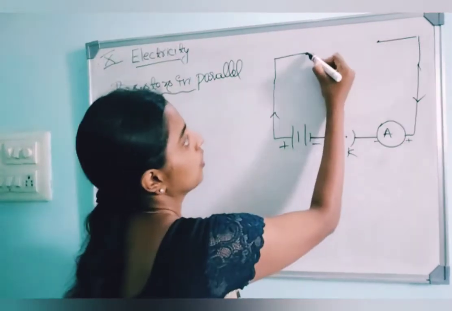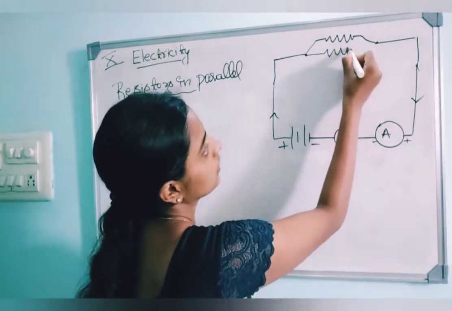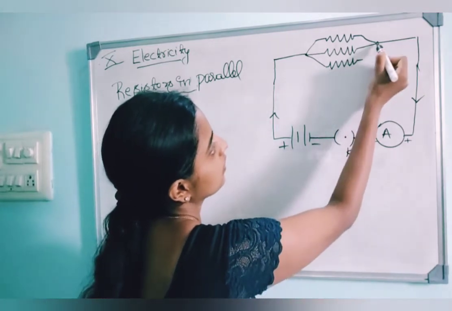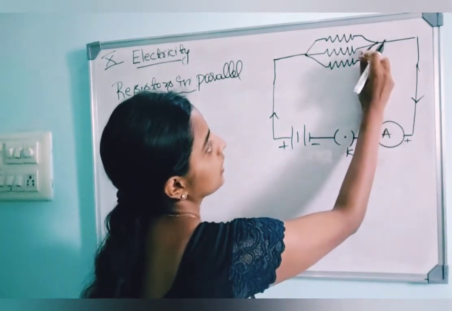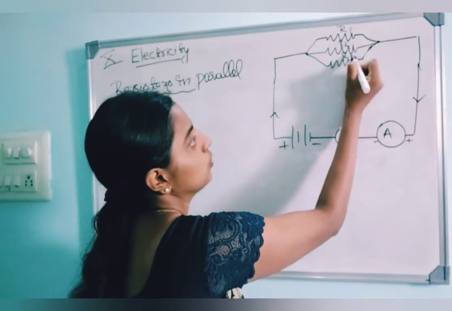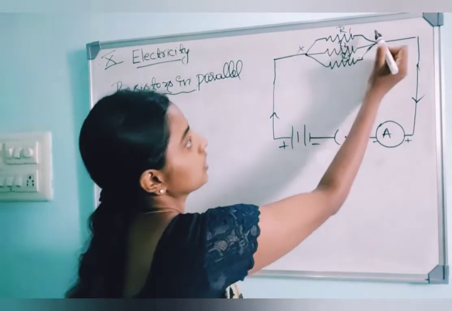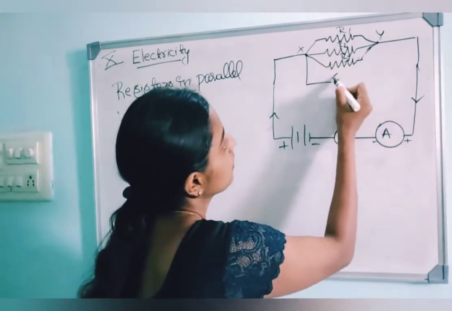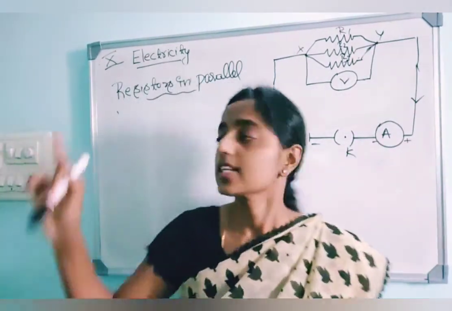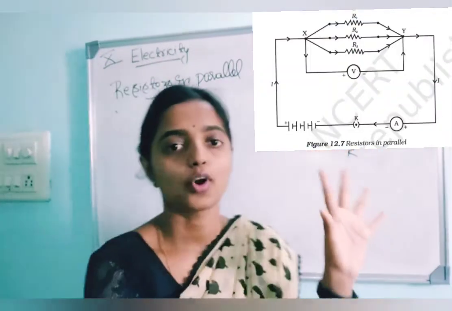So the first resistor is connected here, and the second one below the first one, and the third one below the second one has been connected. Clear? After connection you need to give the names, which are R1, R2, R3. The voltmeter should be connected again between these 2 terminals, V. So this is the circuit diagram for the resistors in parallel. You need to write exactly as it is, but draw properly using the scale.